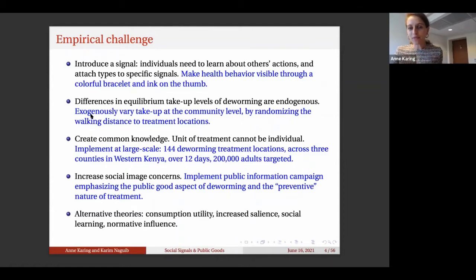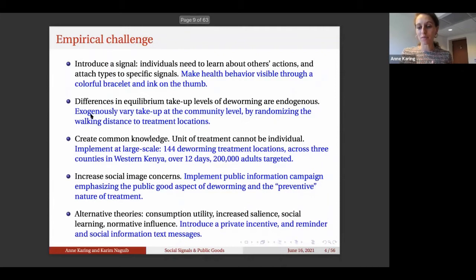And lastly, one of the main challenges when trying to say something meaningful about social image concerns or social signaling is that there's a host of alternative theories that could be at play and influence behavior as we're introducing visibility. So in this paper, though I won't show it today, so you just have to believe me, we have an additional treatment, which was an SMS treatment, where we saturated people with reminders and also information about take up of other people in their community, in order to control for alternative theories about reminders or social learning. That could be going on as one person comes to deworming on day two, another person observes them, and henceforth is influenced by having observed the other person to go on the next day for deworming, since this is a dynamic setup.